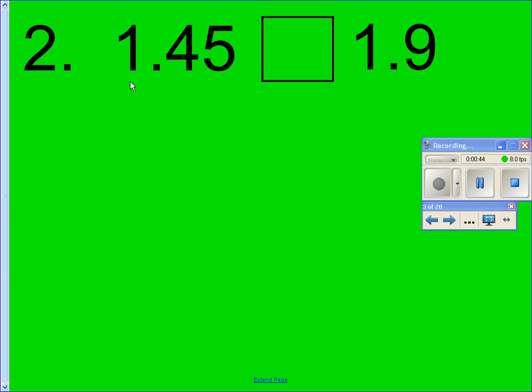This next one, again, the ones places are the same. The tenths places are different. 4 is less than 9, so 1 and 45 hundredths is less than 1 and 9/10.